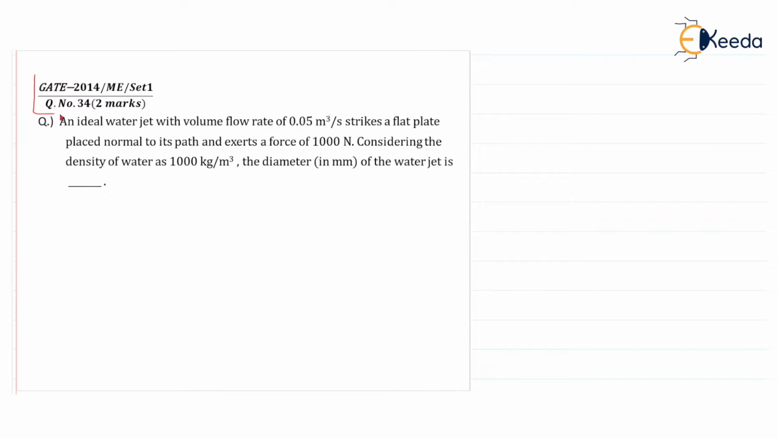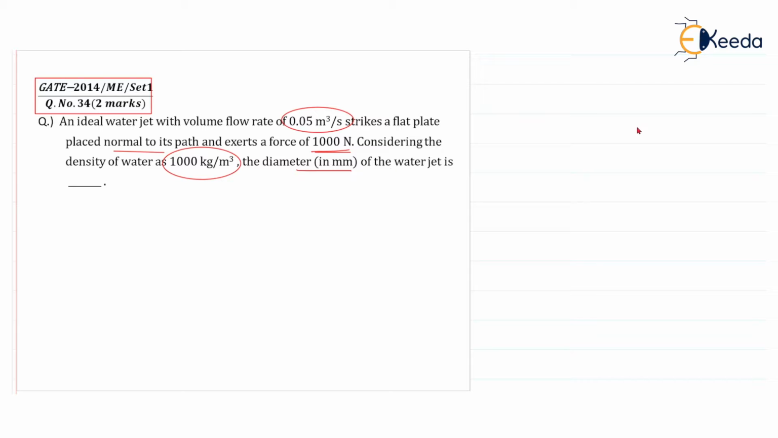As per the given question in GATE 2014, set 1, mechanical, question number 34 for 2 marks: an ideal water jet with volume flow rate of 0.05 meter cube per second strikes a flat plate placed normal to its path and exerts a force of 1000 Newton. Considering density of water as 1000 kg per meter cube, find the diameter in mm of the water jet.